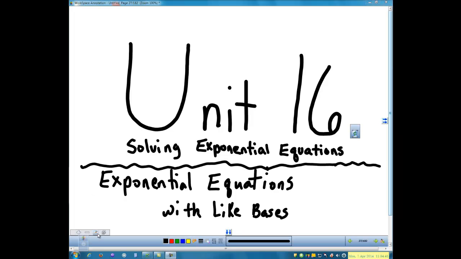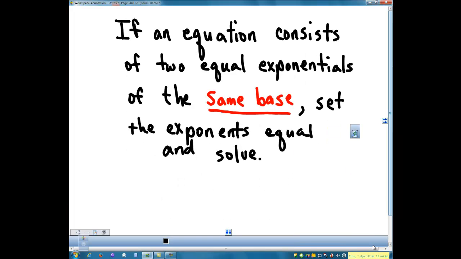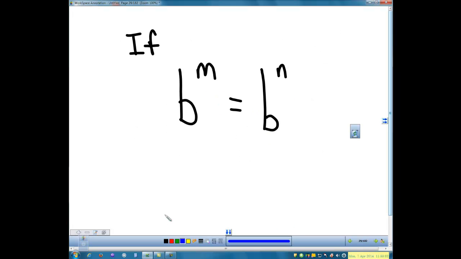We begin Unit 16, solving exponential equations with like bases. If an equation consists of two equal exponentials of the same base, set the exponents equal to each other and solve. In other words, if some general function b to the m exponent is equal to b to the n, then we set m equal to n.